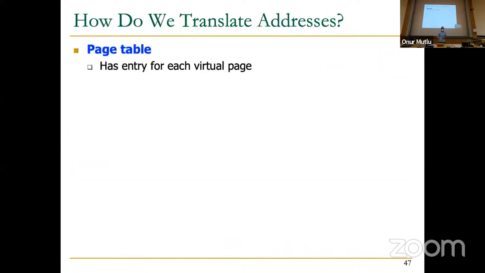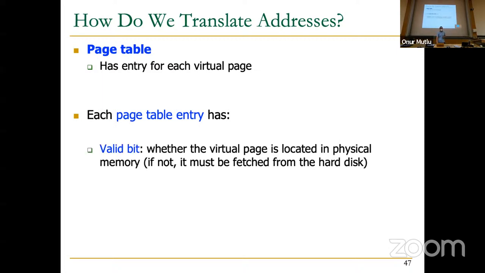Okay, so basically, how do you translate the addresses through a page table? The page table has an entry for each virtual page. That's why this is huge. Well, we will see the size in a little bit. Each page table entry has a valid bit. This valid bit says whether the virtual page is located in the physical memory. Basically, you can translate and you can access physical memory. Otherwise, it must be fetched from the hard disk.